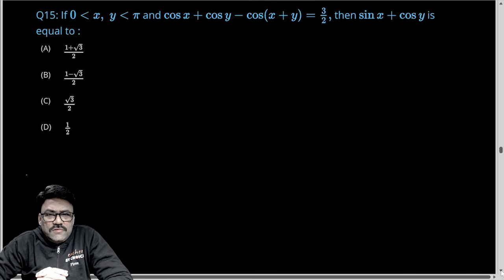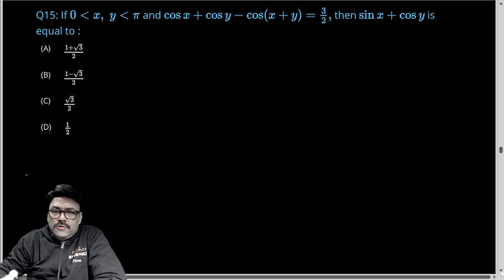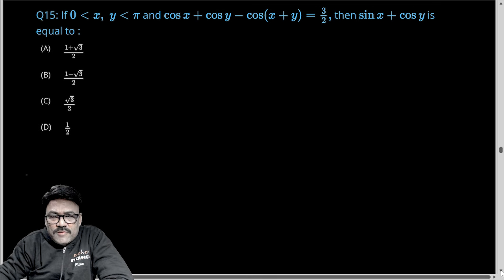Okay, see this question. This is from trigonometry. Cos x plus cos y minus cos of x plus y is 3 by 2. And x and y both lie between 0 and pi. So what will be sin x plus cos y? Right? So what you can do here, let's use cos c plus cos d formula here.